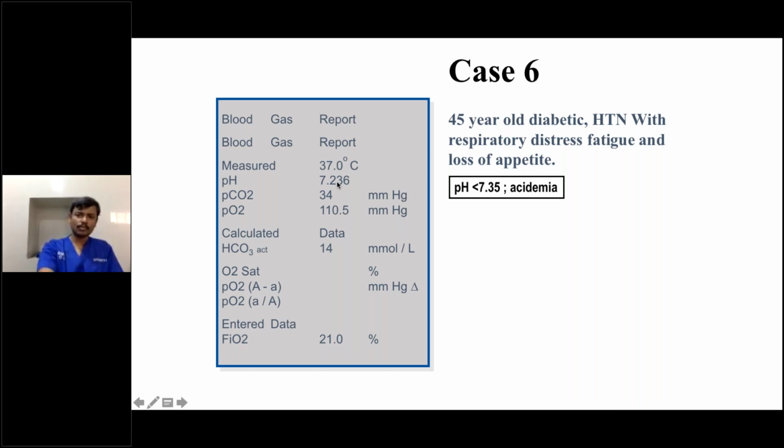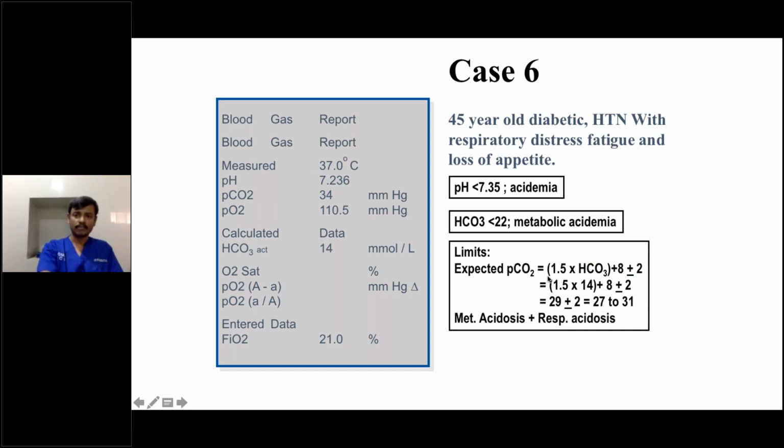The moment we know it is metabolic acidosis, we have to look at the compensation. So we use the Winter's formula. Expected PaCO2 is equal to 1.5 times the bicarbonate plus 8. 1.5 into 14 plus 8 comes to 29. So the range is 27 to 31, but the carbon dioxide is 34. So it is higher than expected. So there is a respiratory acidosis there. So there is a metabolic acidosis with respiratory acidosis.